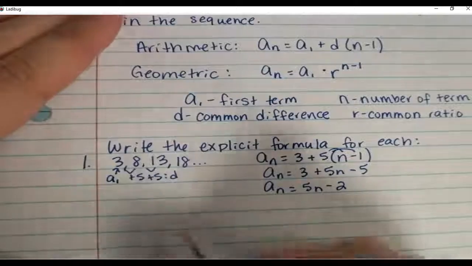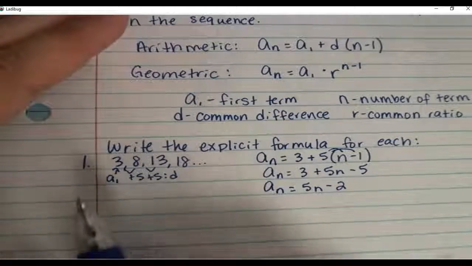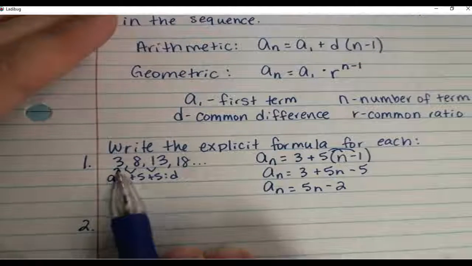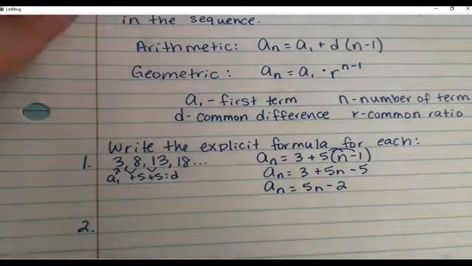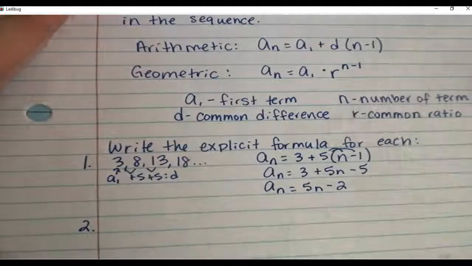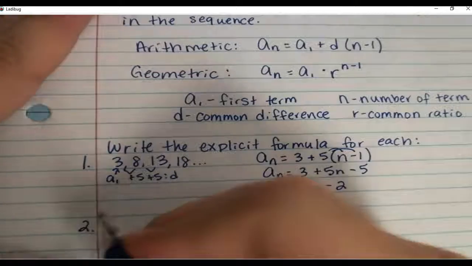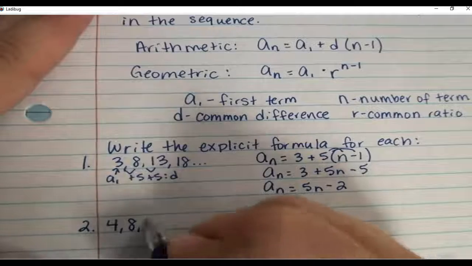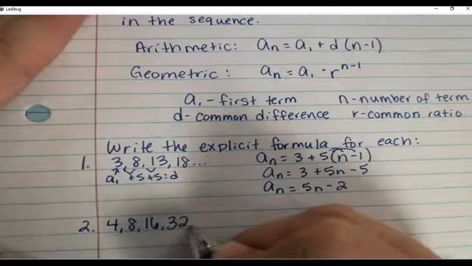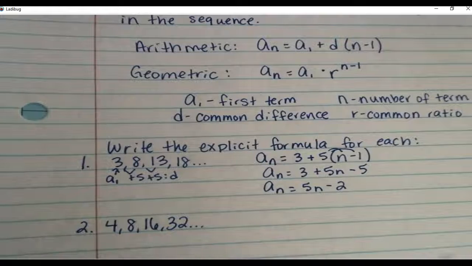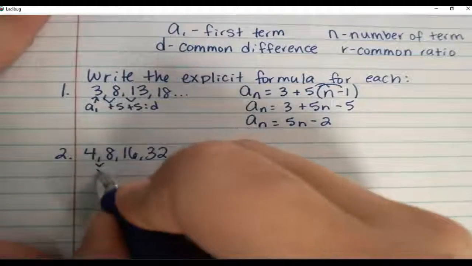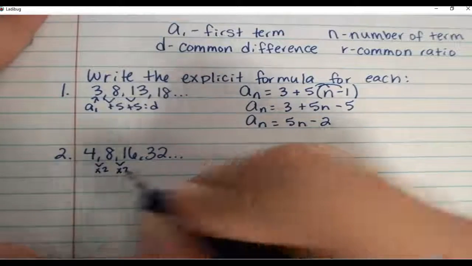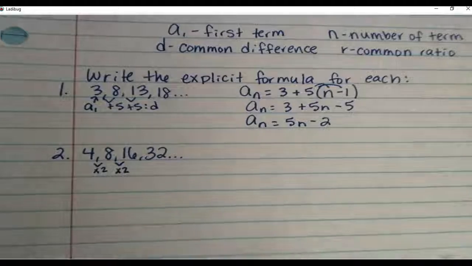Let's do another one. So this is the first term, so you plug in 1. Second term, you plug in 2. Third term, you plug in 3. Fourth term, you plug in 4. Yeah. So n is the number of the term. So let's say we have this 4, 8, 16, 32, etc. Good. So we're multiplying by 2 each time. So is it arithmetic or geometric? Geometric. Good.